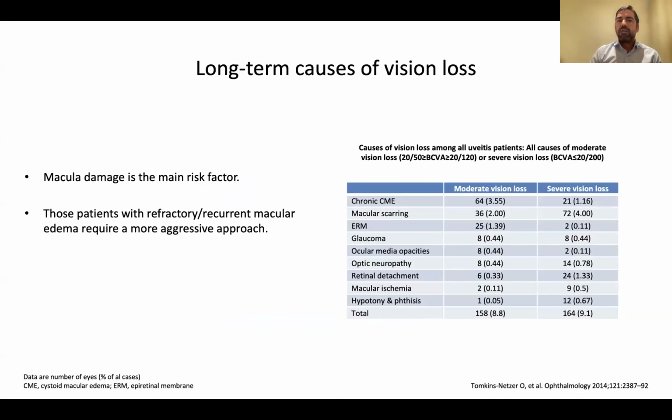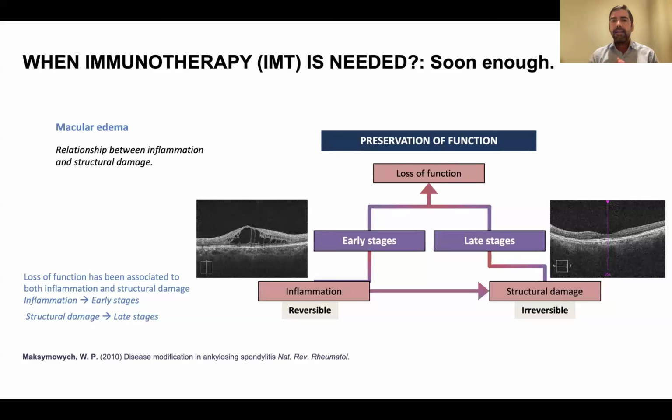If we analyze causes of long-term vision loss in uveitis, we see that macular damage remains as the main risk factor. So there are many others, but macular damage is one of the most important ones. And at this point of my lecture, I want to bring out this question that is really important. When is immunotherapy needed? Well, my answer to this question is soon enough.